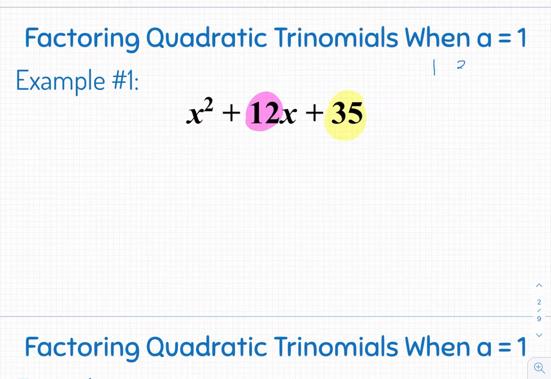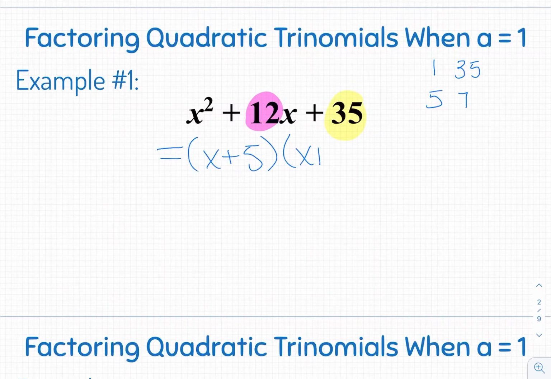So for instance, 1 and 35. 2 does not divide evenly into 35, 3 does not divide evenly into 35, 4 does not divide evenly into 35, but 5 goes in there 7 times. And then you could say, does 6 go in there? Nope. And at that point, we're back to 7, so we know we've listed all of our factors. So what we're going to say is, okay, the factors of 35 that add to equal 12 are 5 and 7. So we can rewrite this expression as x plus 5 and x plus 7.